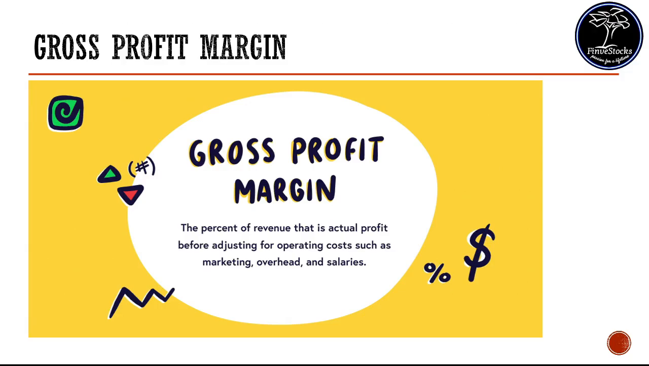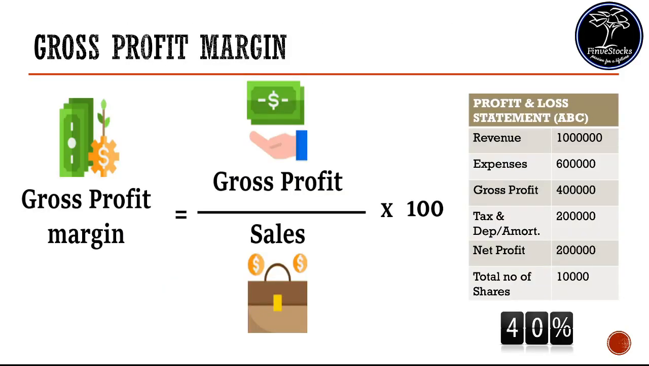The next one is gross profit margin. The percent of revenue that is actually profit before adjusting for operational costs such as marketing, overhead and salaries is gross profit margin. How to calculate gross profit margin? It is the ratio of gross profit to sales. For example, here the revenue is 10 lakhs and gross profit is 4 lakhs. So gross profit margin is 4 lakhs by 10 lakhs, that is 40%.